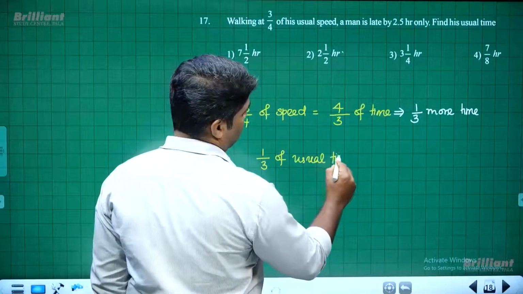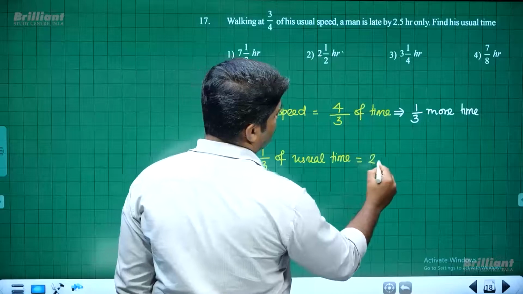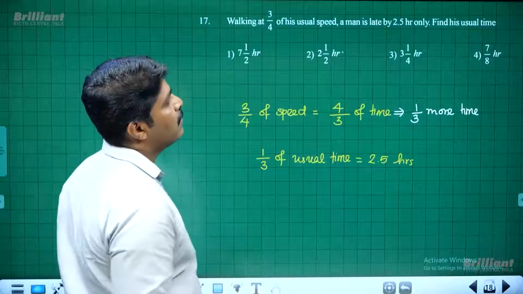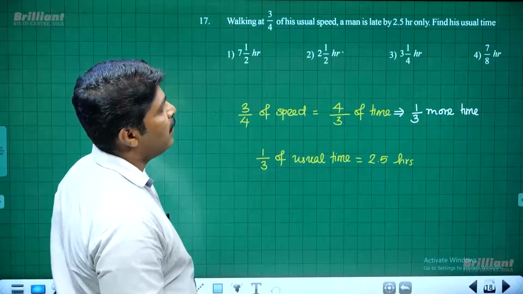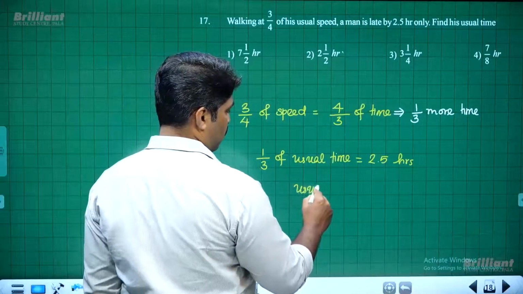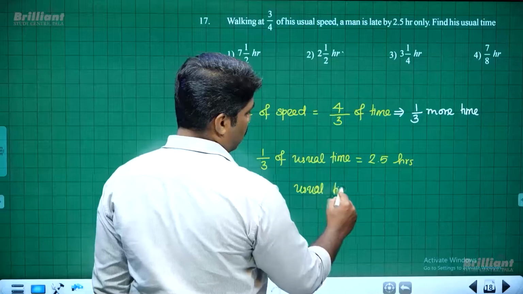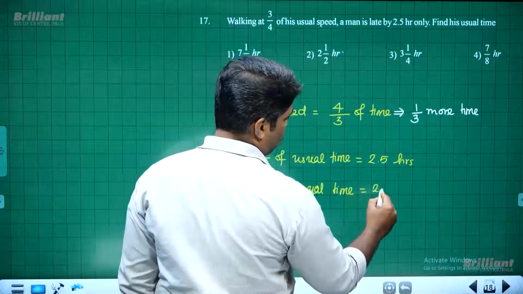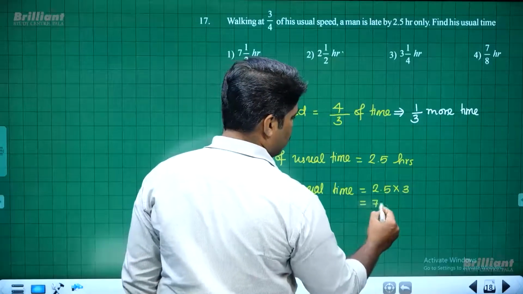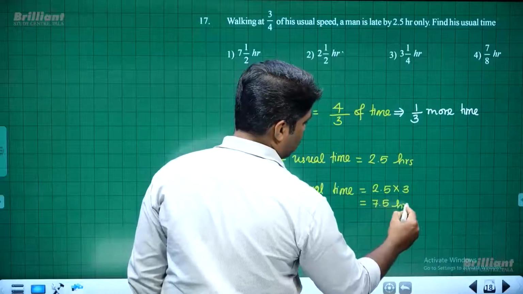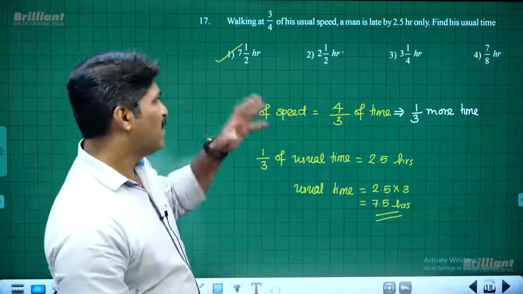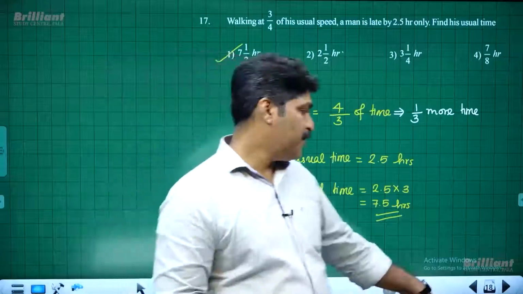So it is given that time as 2.5 hours. So therefore we can easily find out. So a man is late by 2.5 hours. So therefore the usual time, that is 2.5 into this 3, which is equal to 7.5 hours. 7.5 is 7 and 1/2 hours. So that's a simple application of that inverse variation relationship.